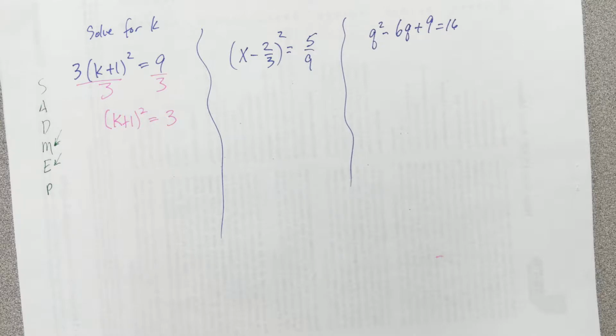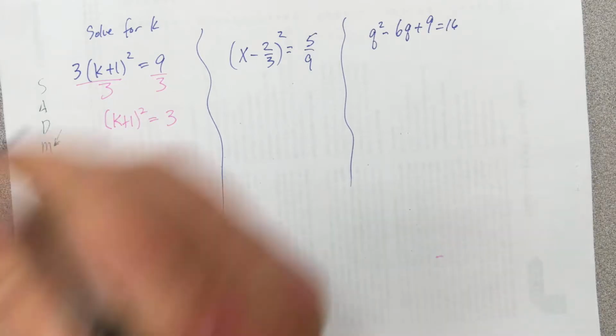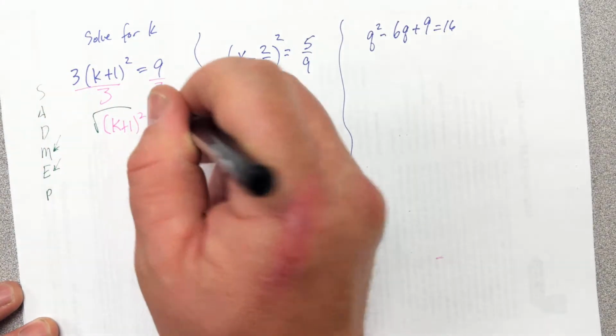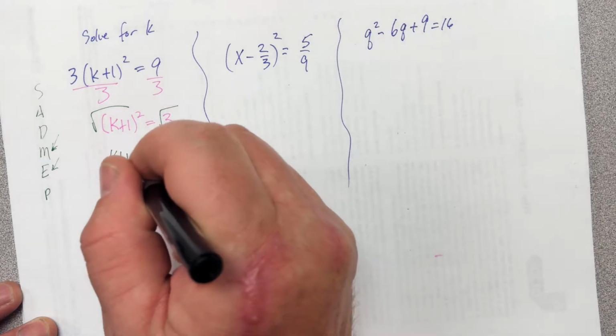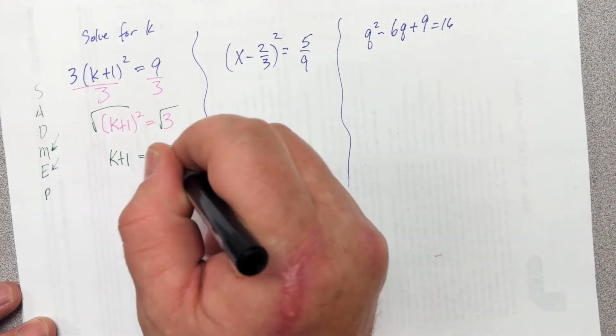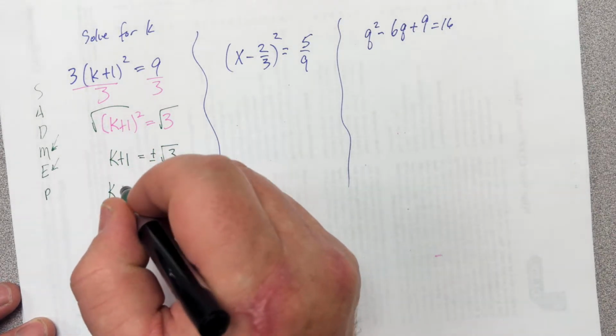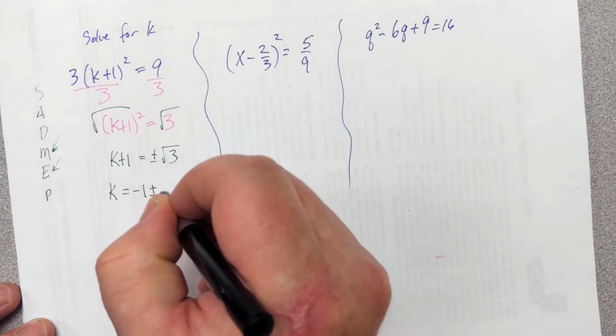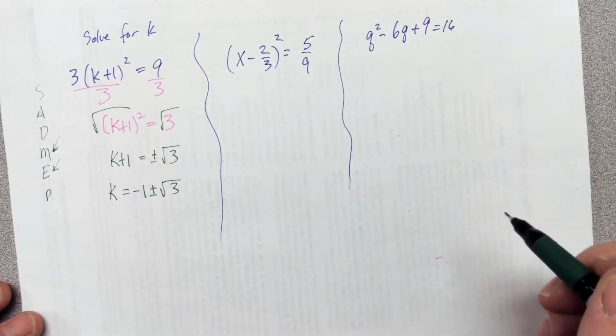Yeah? 9 divided by 3 is 3, I hope. Yeah? Square root both sides? K plus 1 equals plus or minus the square root of 3. So k, now you're going to subtract 1, plus or minus the square root of 3.